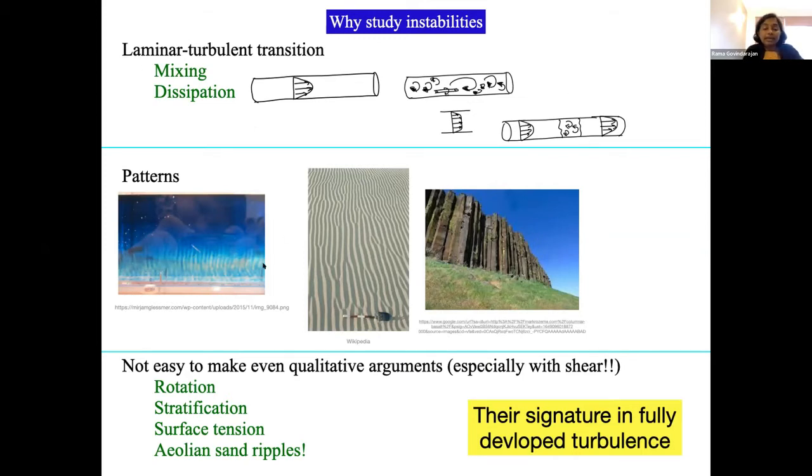Another reason is plain aesthetics, right? So many times you'll see that there are patterns created by instabilities. So here is a double diffusive pattern. We'll be talking about it in one slide later on today. And here, these are what is called aeolian sand ripples. So basically, sand on beaches forms these very beautiful patterns, which of course change from day to day, but it's just beautiful. It's a lot of fun to walk on it and keep your footprint on it.